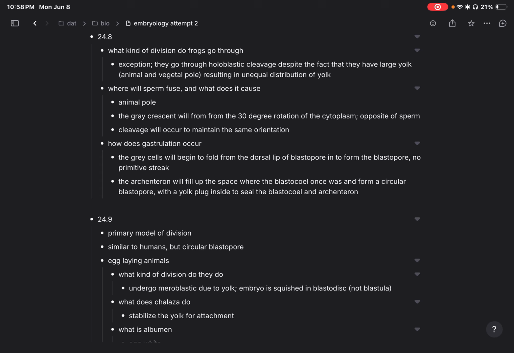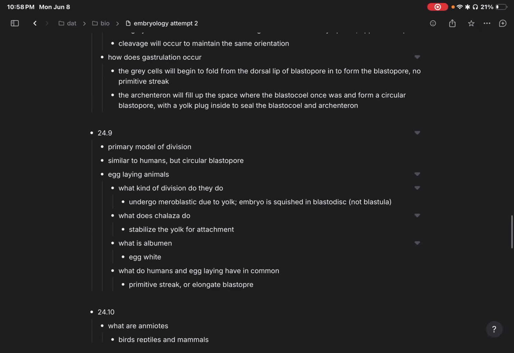There will be no primitive streak because that's a mammal thing. The archenteron will fill up the space where the blastocoel once was, and then you're going to get a yolk plug which kind of seals the two. So yeah, I'm not really too sure about that.